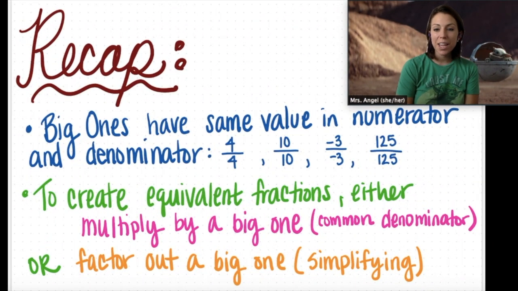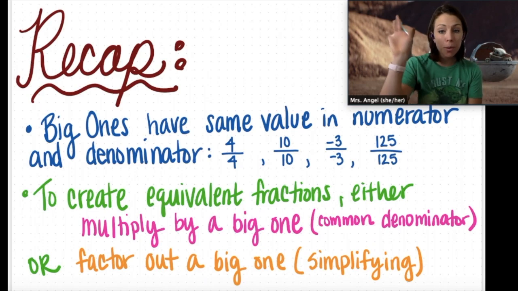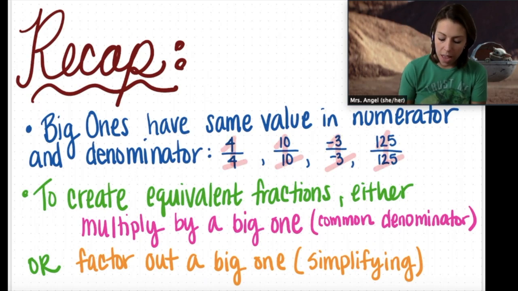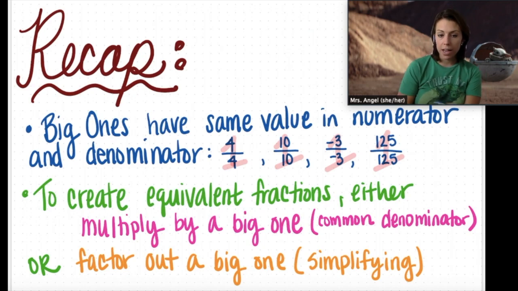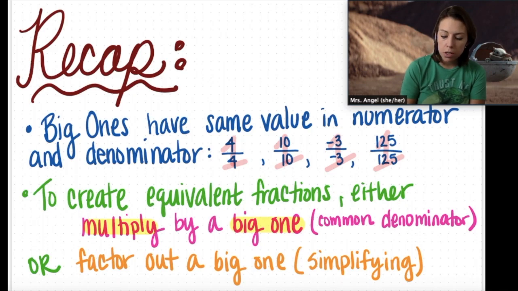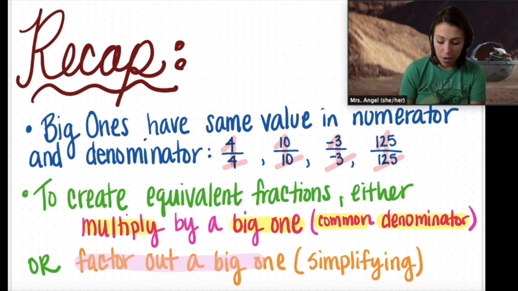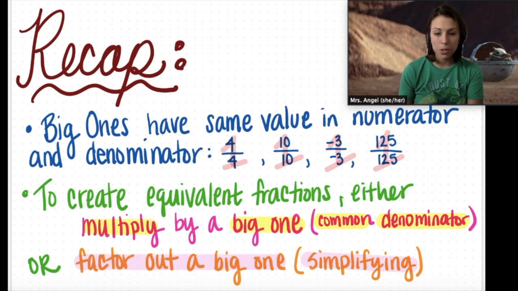So just as a quick recap, big ones have the same value in the numerator and the denominator. And then, of course, to create equivalent fractions, you can either multiply by a big one, which is used when we're trying to find common denominators in adding or subtracting, or you could factor out a big one, which is what we use when we're simplifying fractions and putting them in simplest form.